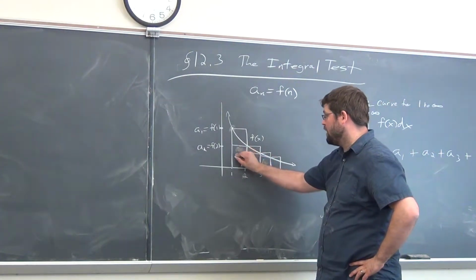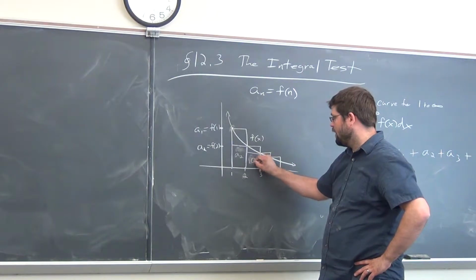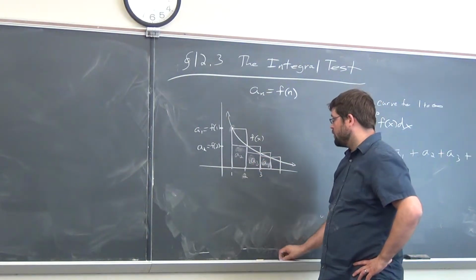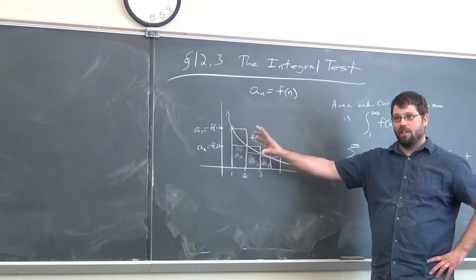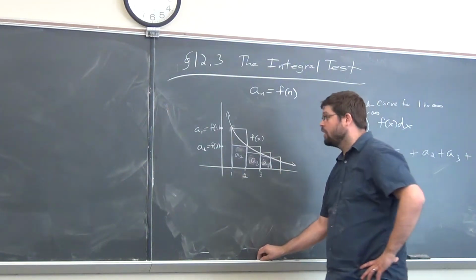Not even that, it's just A2, right? It's that height, but it's over there. And the next one is A3, A4, and so on. Does that make sense? Now if you look at the areas again, those boxes are smaller than the integral, right? The area of that box should be smaller than the area under the curve.